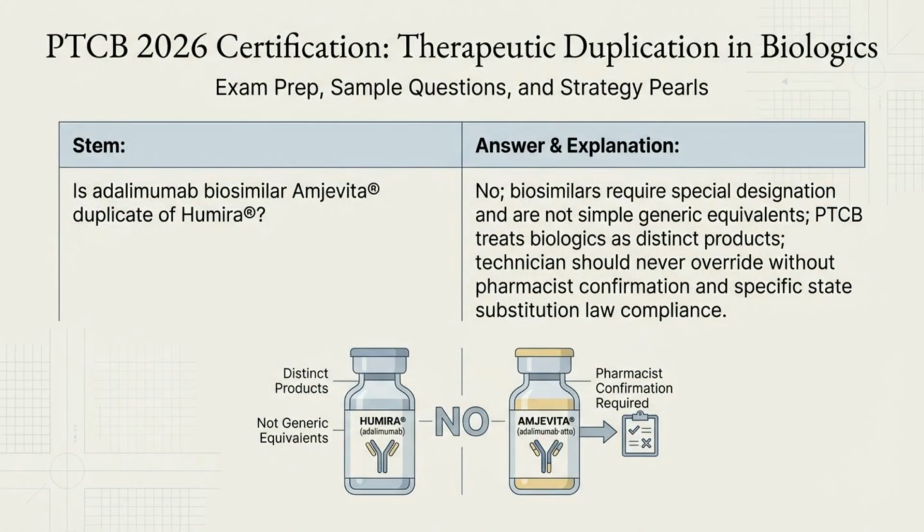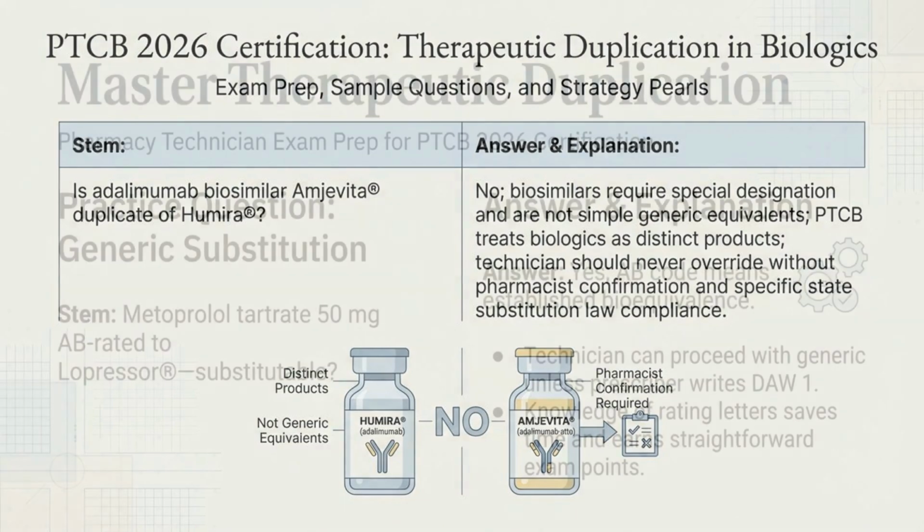Is adalimumab biosimilar Amjevita a duplicate of Humira? No, biosimilars are distinct products, not simple generic equivalents. They require special designation, and a technician should never substitute without pharmacist confirmation and compliance with state substitution laws.